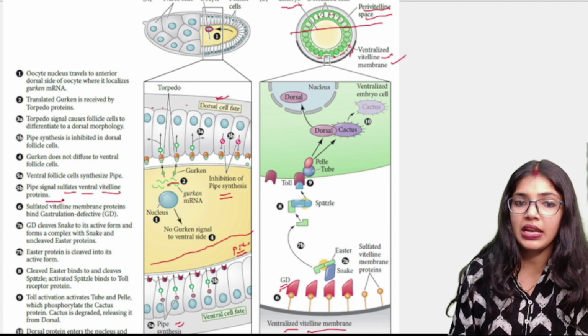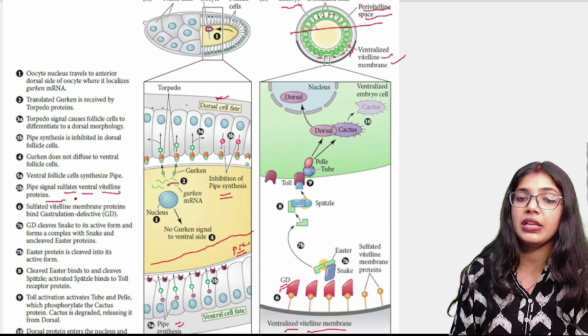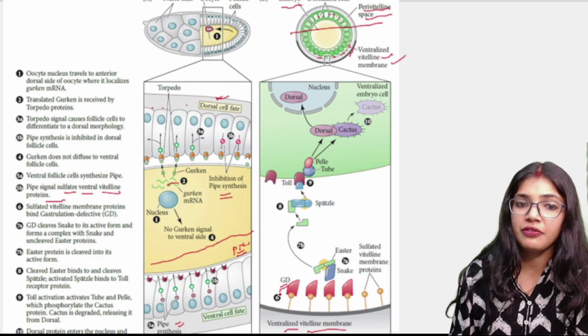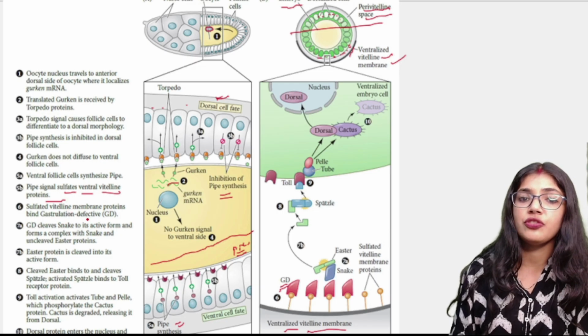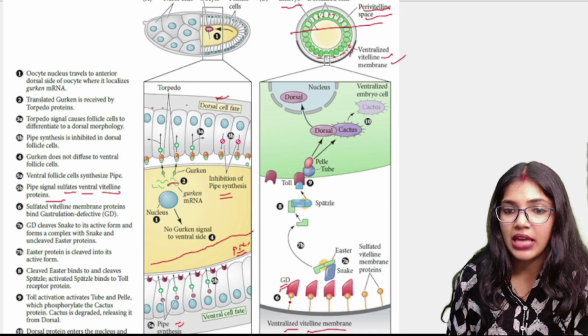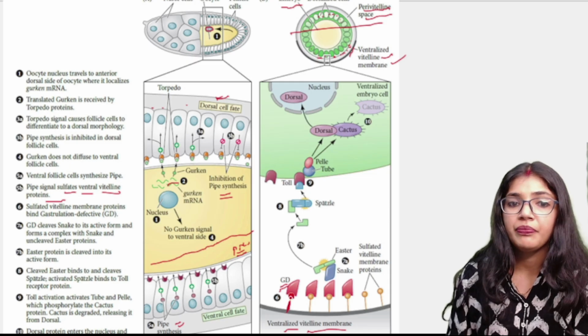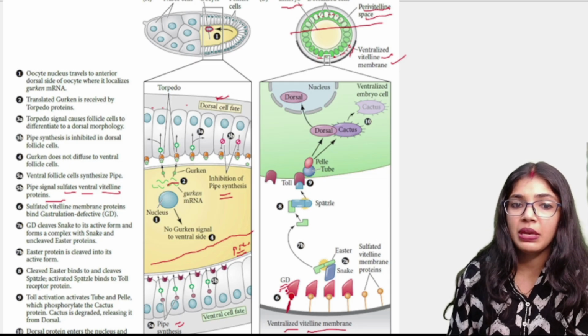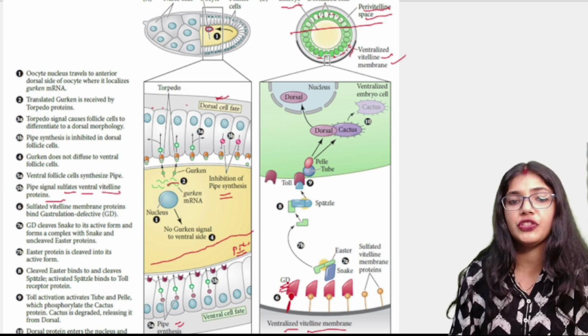Okay, what this GD does, like we can see here, the pipe protein sulfates ventral vitelline proteins. There are ventral vitelline proteins which are present, and the pipe protein will help in the sulfation. Here the sulfation is taking place. Next, sulfated vitelline membrane proteins bind gastrulation defective, GD. These are the sulfated signal proteins which are being sulfated by the pipe protein, and this is being bound by the GD protein.